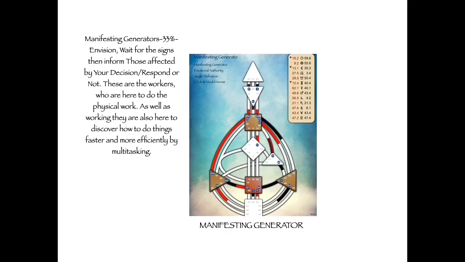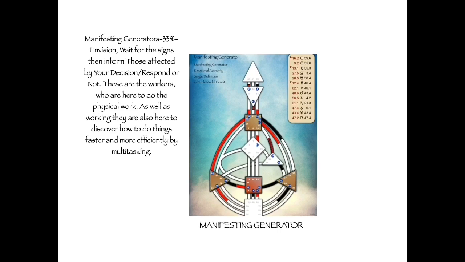The thing about manifesting generators is they have a combination of manifestor energy and also generator energy. The manifestor energy makes them very fast. Manifestors move at the speed of light, and manifesting generators can almost be like that as well. They move very fast. But unlike a manifestor, a manifesting generator is not a manifestor, and yet they may sometimes believe they are. What that means is they might be going out initiating things instead of actually doing the generator strategy, which is all about envisioning and waiting for signs.